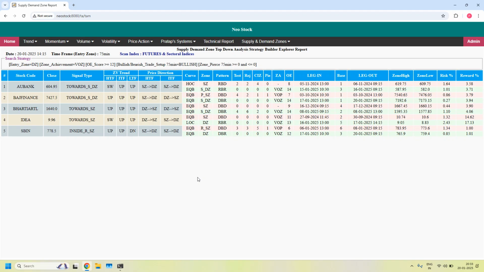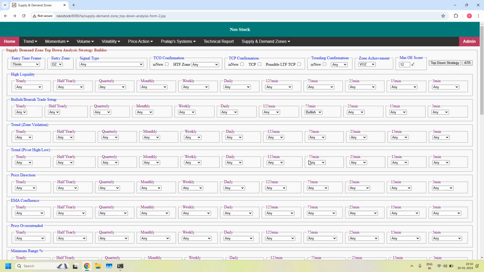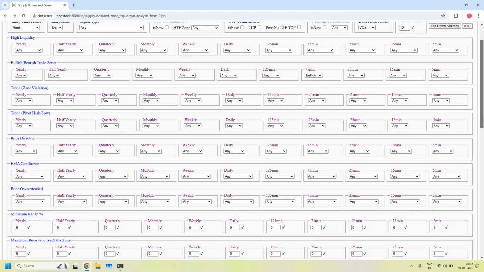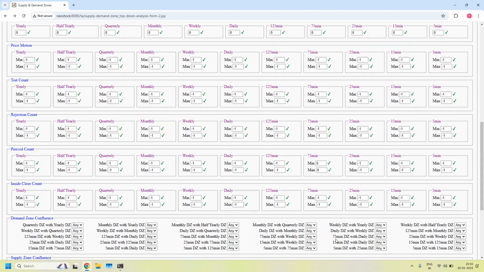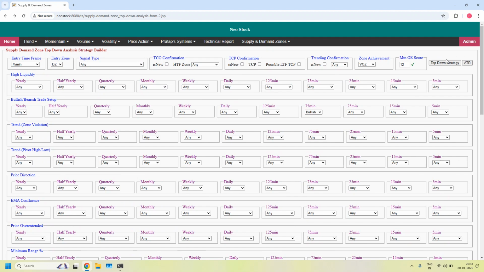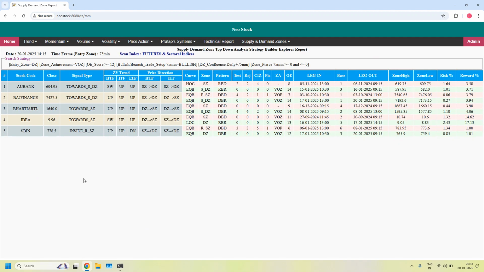Out of these 5 75 minutes demand zones, there could be some high probability setup supported demand zones might be available. Let us filter them based on the zone confluence. Already some are high liquidity zones. We can further filter based on the zone confluence. So first filter is LTF and ITF demand zone confluence. That is 75 minutes demand zone with daily demand zone confluence. We enable the filter.